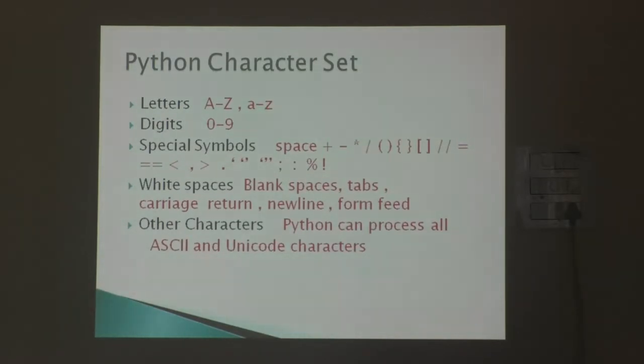It is given. The next one is white spaces. White spaces include blank space, tabs, carriage return, new line, form feed. I will explain one by one. We will see later. Then other characters. Here Python can process all the ASCII and Unicode characters also. In chapter 11, ASCII and Unicode characters are covered. We will see later, students.